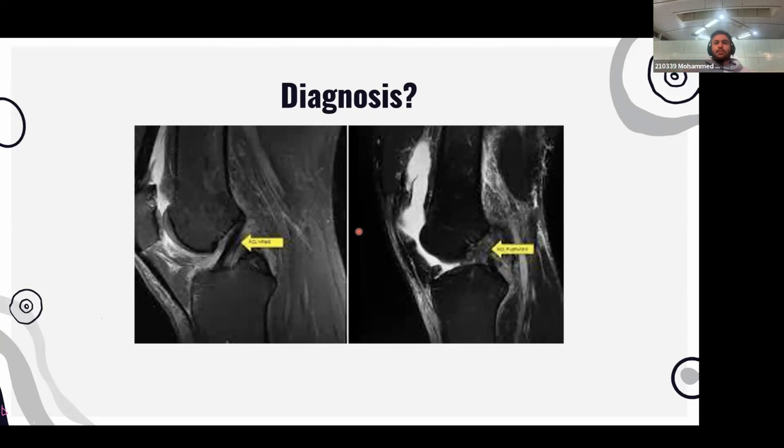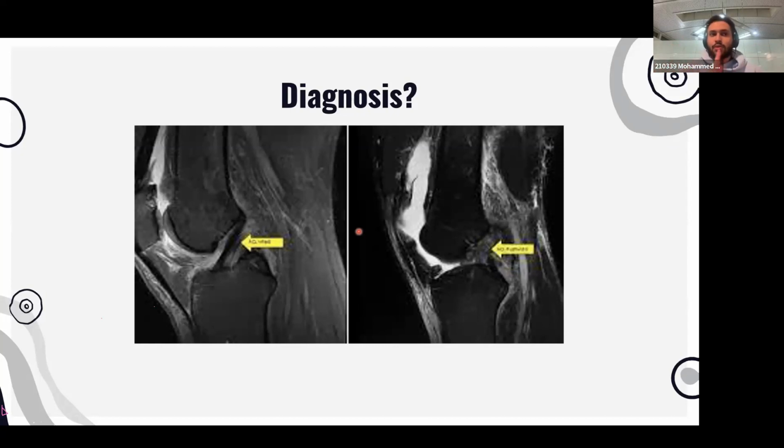A key feature is someone who's playing a non-contact sport, and then all of a sudden stops on a standing foot or a planted foot. This causes the pop sensation, and this pop will then be followed by bleeding into the joint. Characteristic of ACL tear, okay, until proven otherwise.